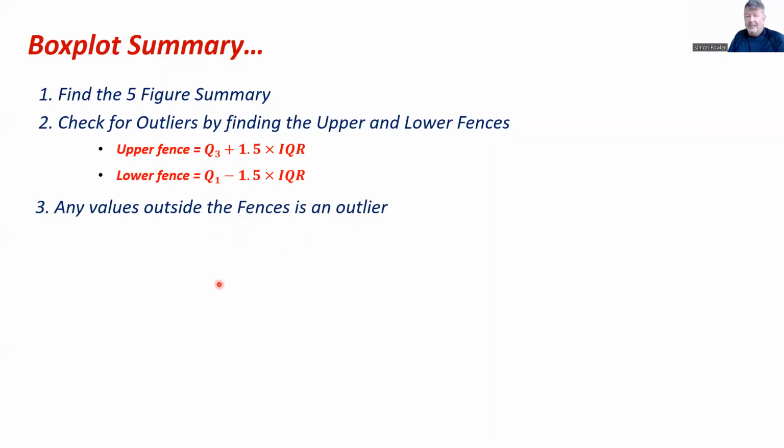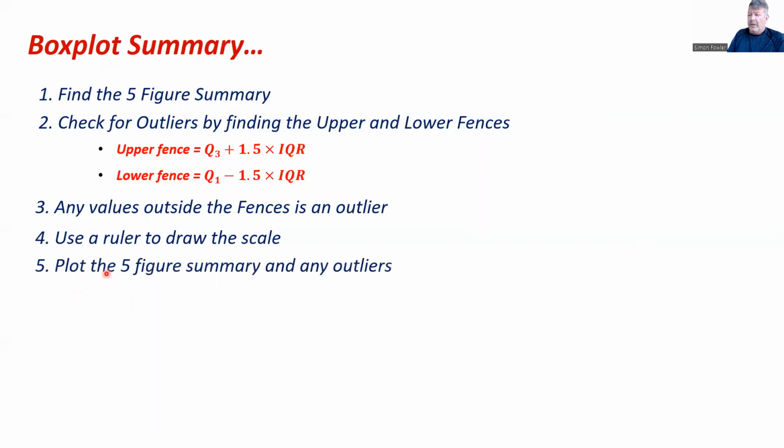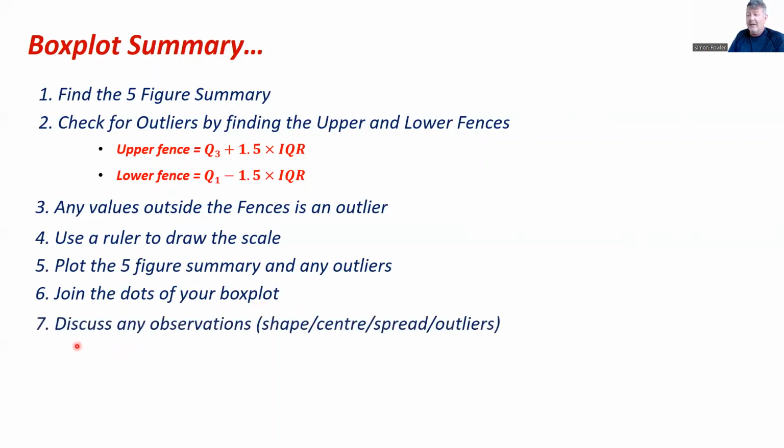Fourth thing, I should have bolded that, highlighted it. Use a ruler to draw the scale. I can't say it any more clearly than that. Plot the 5-figure summary and any outliers, and join the dots of your box plot. Straightforward.